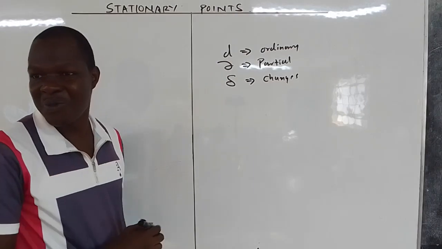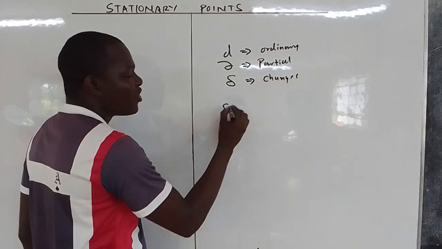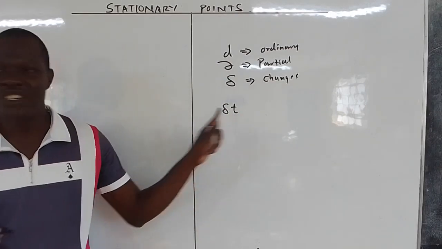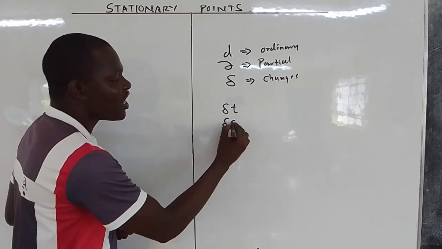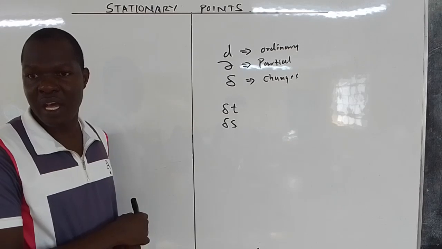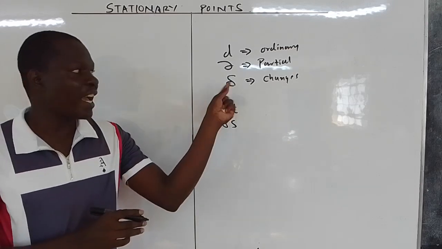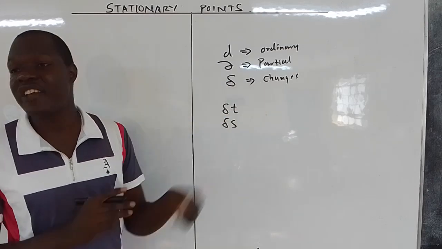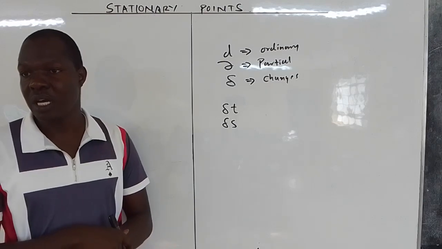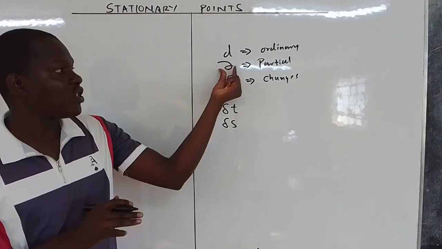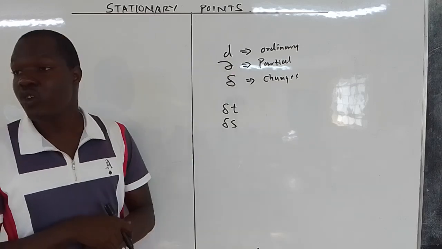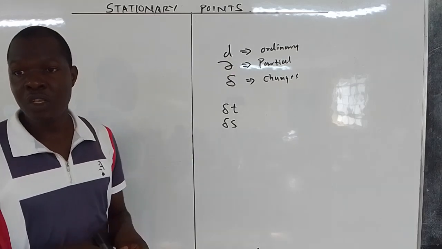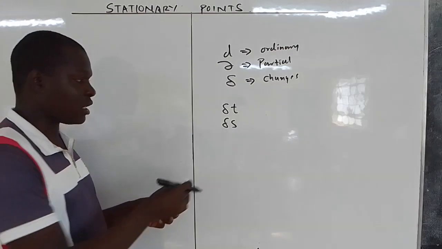So if somebody tells you to find the change in T, they will denote it like that, change in T. Find the change in S, change in S. So this D, which looks like a complete S, is used to denote a change or small change in something. Then this D, which is bending, is used to denote the partial derivative. Then this other one is used to denote the ordinary derivatives.